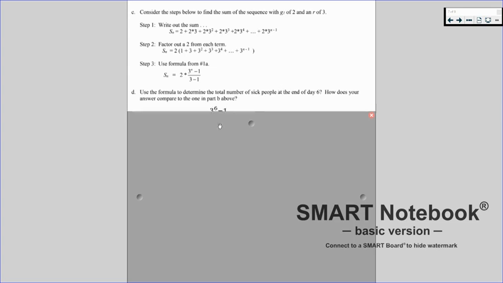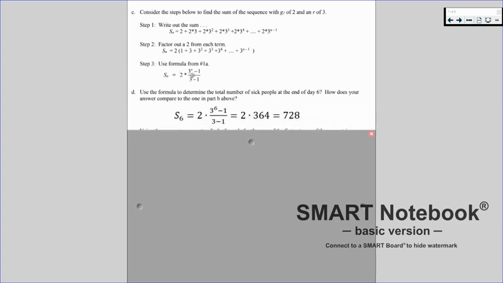Use this formula to determine the total number of sick people at the end of day 6. How does it compare? Now I've got my 2, and I want to know after 6 days. So I'm going to put 6 in for n, and we multiply 3 to the 6th minus 1 over 3 minus 1. I got 364 for that. 2 times that number is now my 728 that we found before.